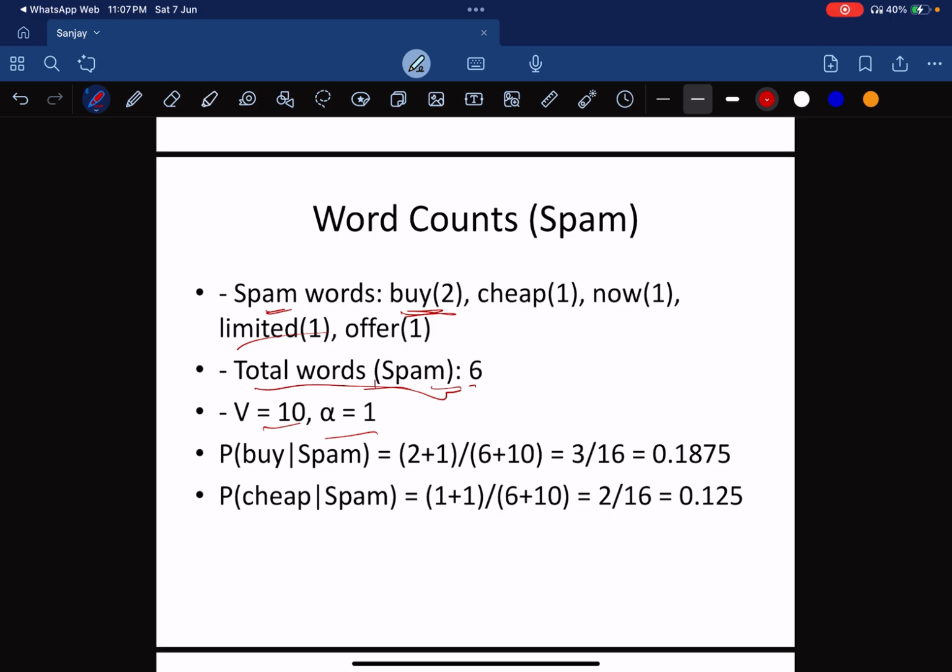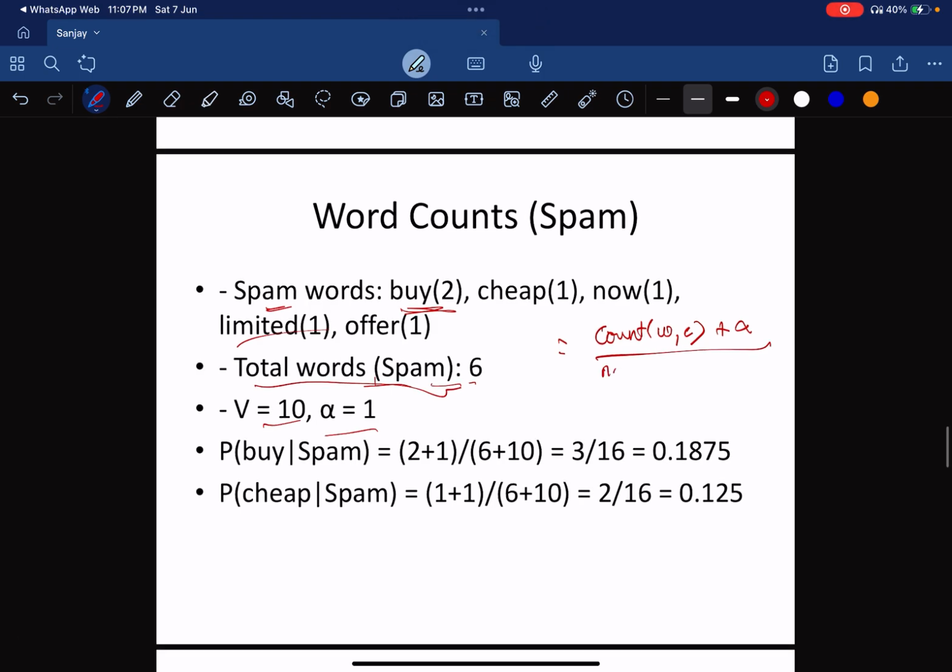For the word "buy", what is the probability if the data belongs to the spam class? As I told before, the formula will be count of W comma C plus alpha, divided by the number of words in the class plus V, the vocabulary.